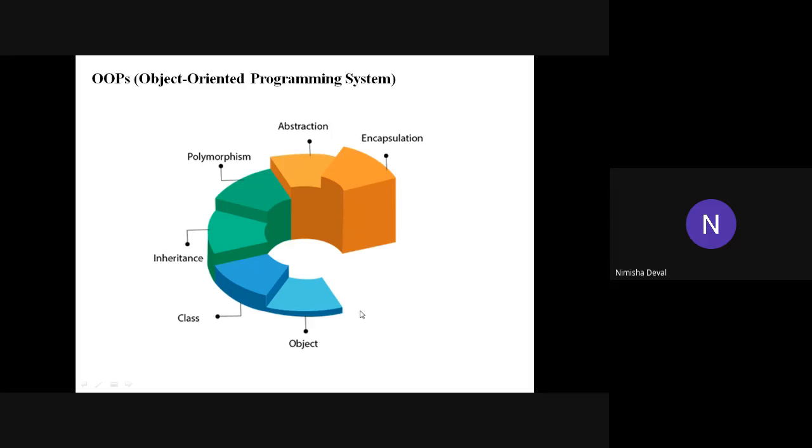If you want to take it down, you can. I will wait for 2 minutes. You may not be able to draw it manually, so you can do one thing. First write object, then a forward arrow, then write class, again a forward arrow, inheritance, likewise up to encapsulation. So write down this process: first object, then class, inheritance, polymorphism, abstraction, and encapsulation.